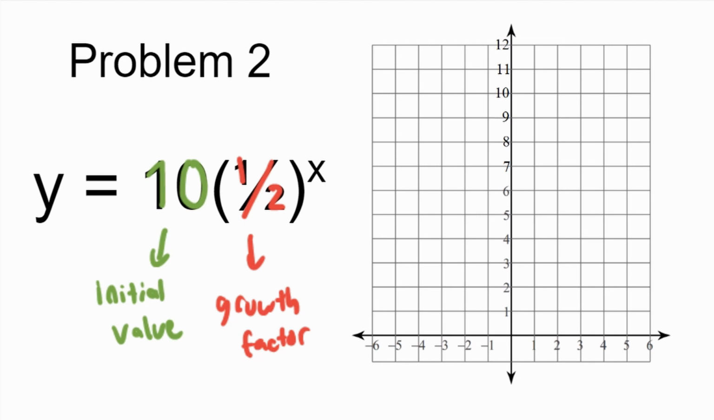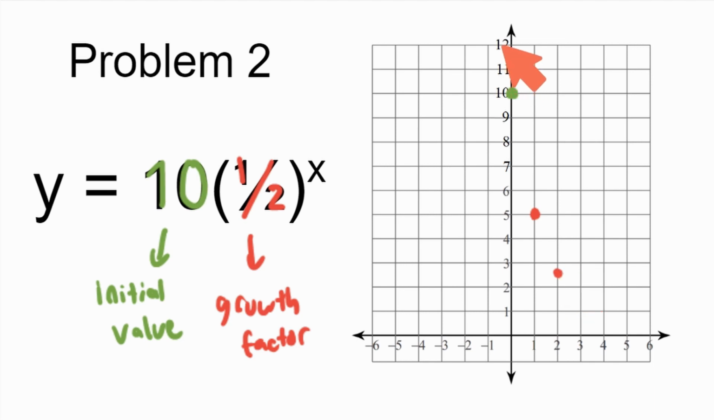Now that we identified the different parts of the equation, let's go ahead and make a graph. We know that our initial value is 10, so we know that on the y-axis, on our y-intercept, we're going to start at 10. So here's our y-axis, and here's 10. We know that our growth factor is 1/2, so as we move along x, each point is going to be half as tall as it was before. So moving forward, half of 10 is going to be 5. And half of 5 is going to be 2.5.